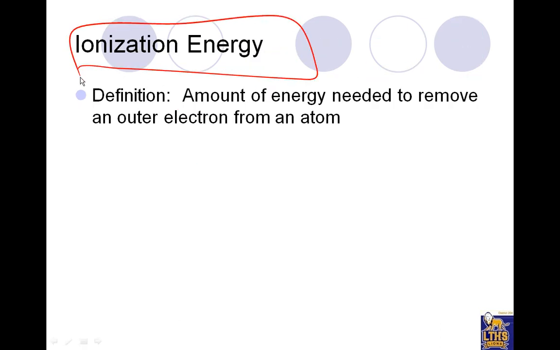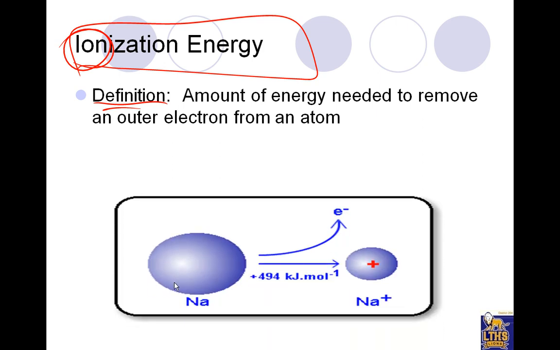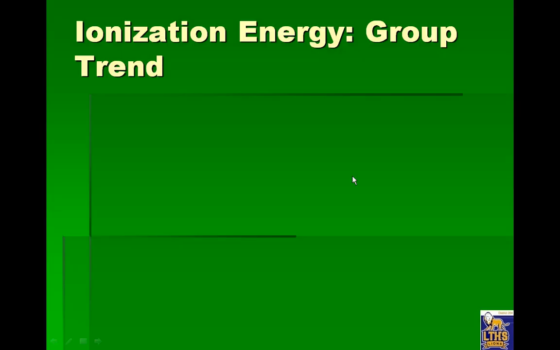All right, another trend, another property, ionization energy. See that word ion? That means a charged particle formed by losing or gaining electrons. When we talk about ionization energy, here's the definition: it's the amount of energy needed to remove an outer electron from an atom. So we're talking about how you make a positive ion, a cation. For instance, we have sodium atoms, 11 protons, 11 electrons. How much energy does it take to take away one of those electrons? That's the ionization energy. After one electron goes away, it's a positive ion, a cation. The amount of energy it takes to take away one electron is called the ionization energy.